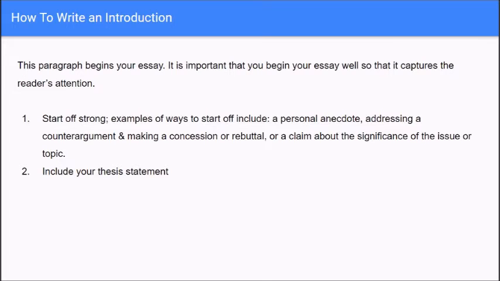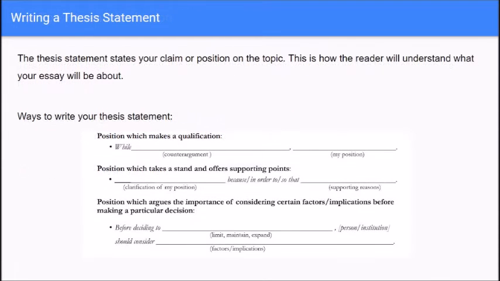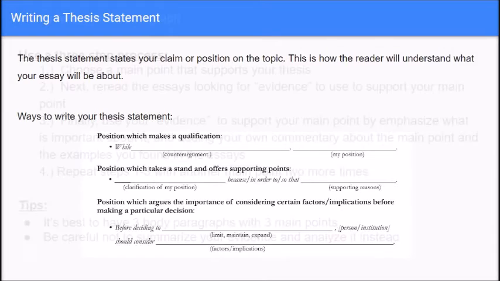The inclusion of this will help the reader know what your essay will be about. Here are ways to write your thesis statement. You could take the position which makes a qualification, takes a stand and offers supporting points, or argues the importance of considering certain factors or implications before making a particular decision.